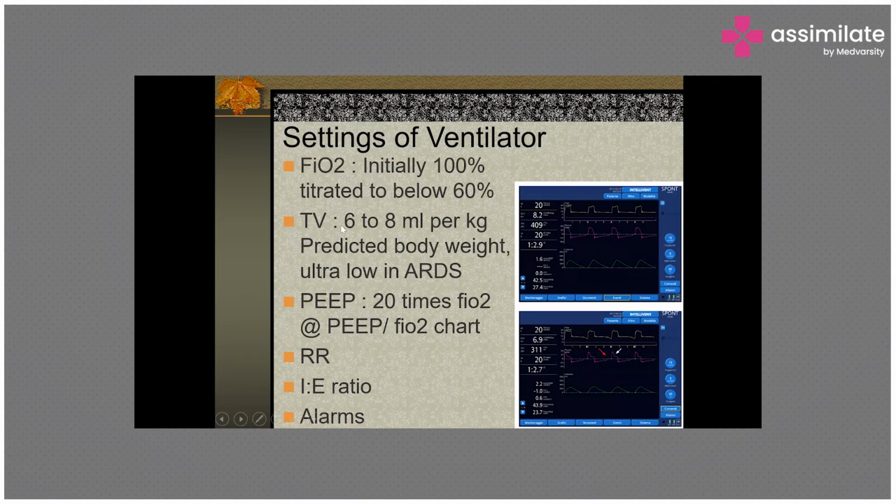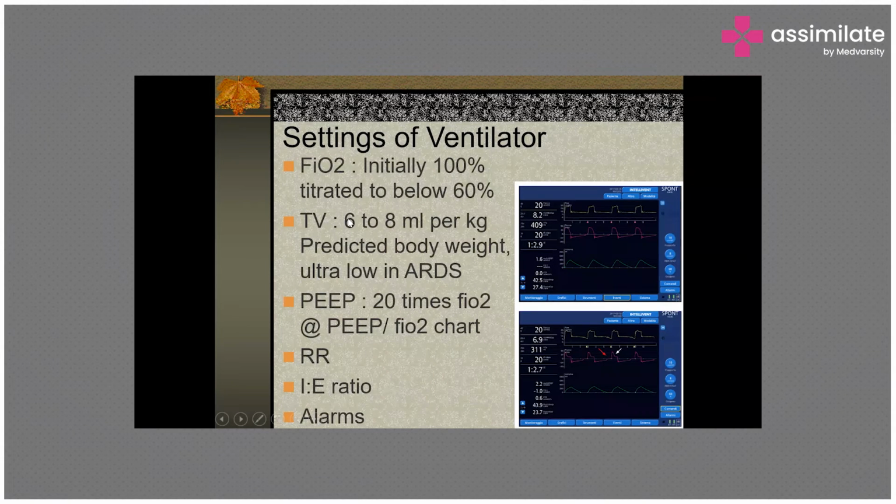So the next parameter that we set on the ventilator is tidal volume. The tidal volume has to be 6 to 8 ml per kg predicted body weight. It has to be calculated according to the height of the patient, not the weight of the patient. For that we need to remember a formula: 50 plus 0.9 into patient's height minus 152 centimeters for males, and for females it is 45 plus 0.9 into patient's height minus 152 centimeters.